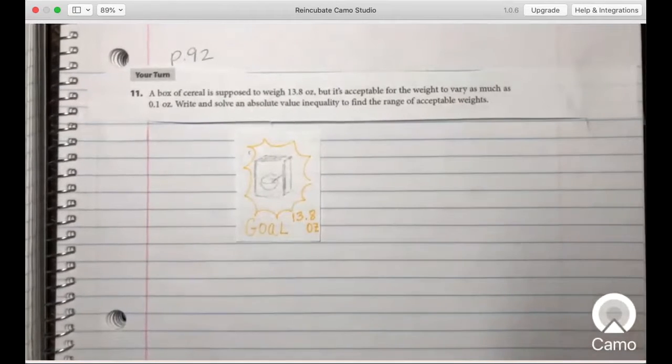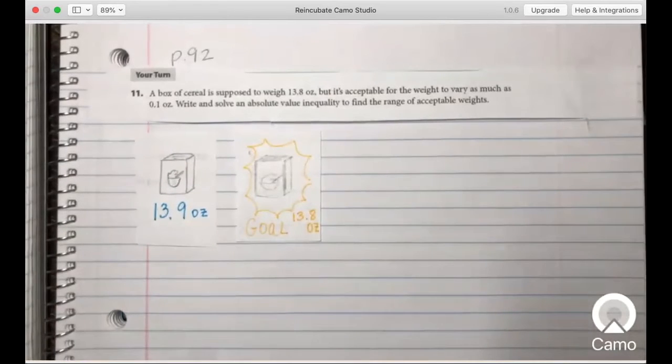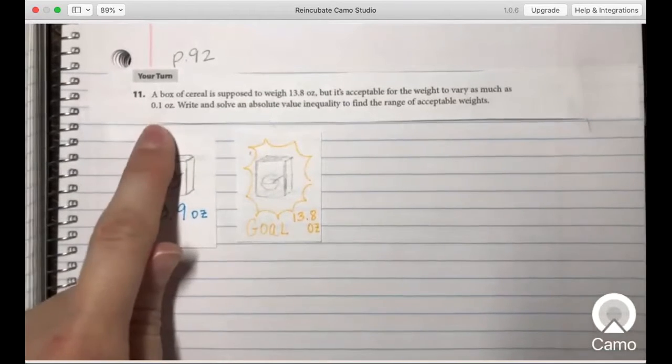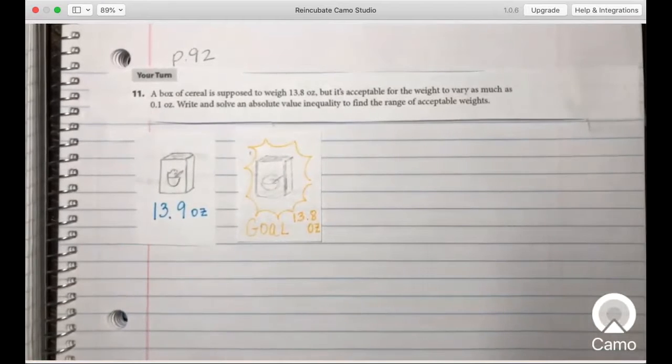So that means when we have a box of cereal, for example, our box of cereal right here is 13.9 ounces. We want the variance to be no more than 0.1 ounces. So how can we represent that? How can we talk about that variance mathematically?